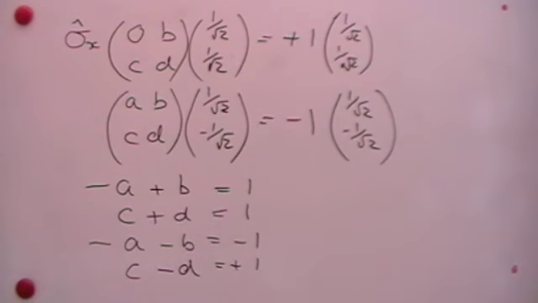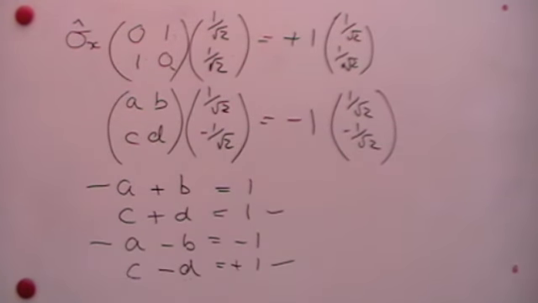If a equals 0, it's pretty clear to see that b must equal 1. So b equals 1. Now we'll take this equation and add them together. C plus c is 2c, d minus d is nothing, 1 plus 1 is 2, 2c equals 2, c must equal 1. And then if c equals 1, it's pretty clear to see that d must equal 0 because 1 minus 0 equals 1. And so now we have the sigma x matrix derived. It's 0, 1, 1, 0.